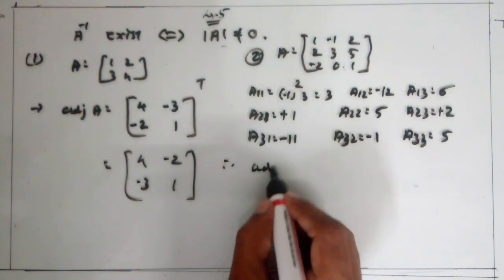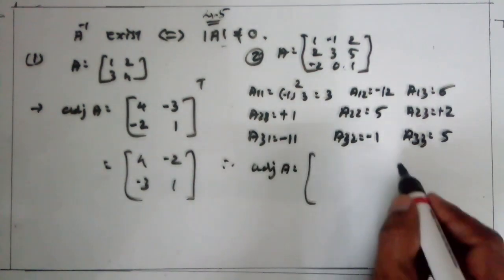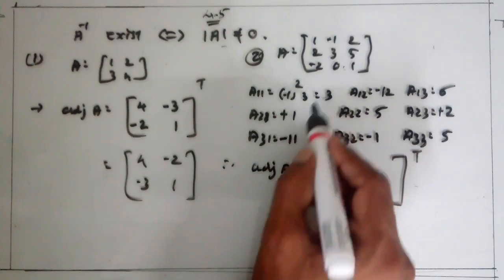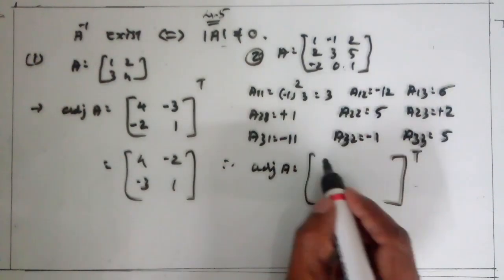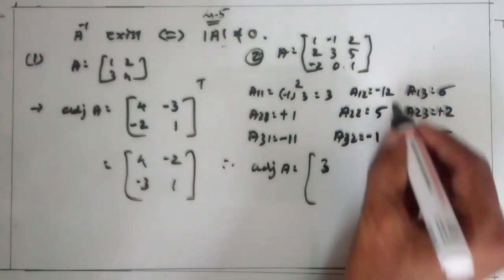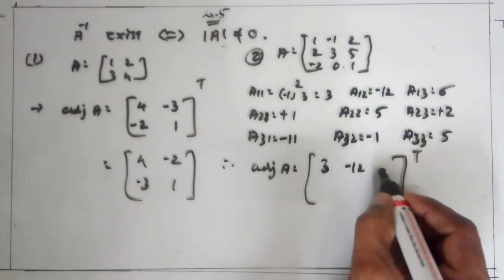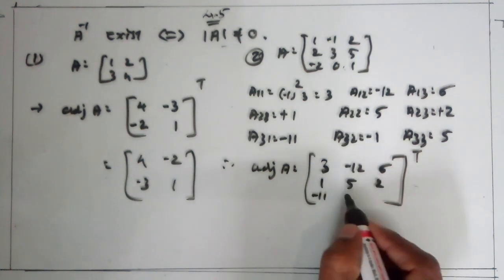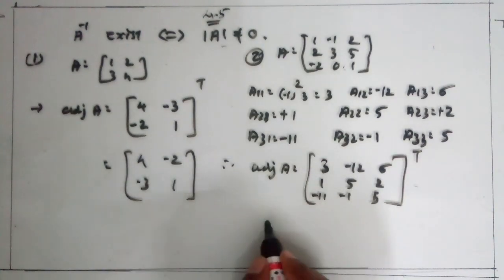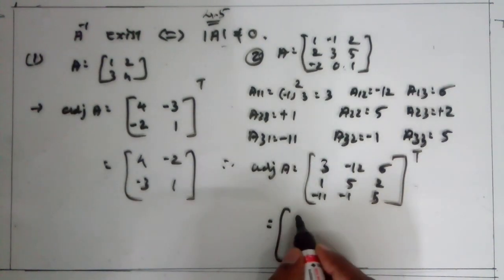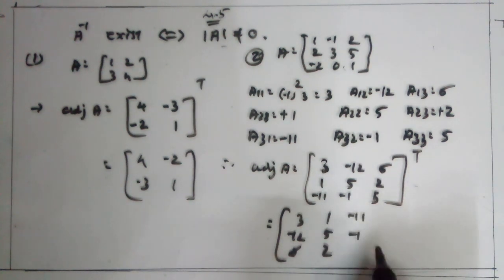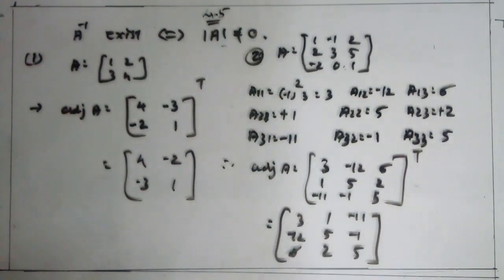So adjoint of A is equal to the transpose of the matrix obtained by replacing each entry by its cofactor. Clear? Here the cofactor of the first is 3, similarly the cofactor of this is minus 12, here 6, here 1, 5, 2, minus 11, minus 1, and 5. The transpose of this is 3, minus 12, 6, 1, 5, 2, minus 11, minus 1, 5. So this becomes adjoint of A.